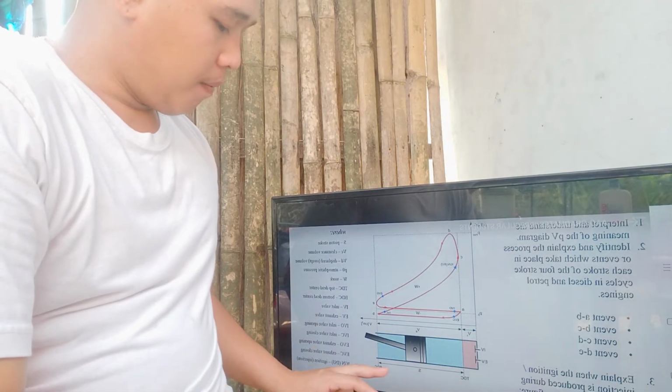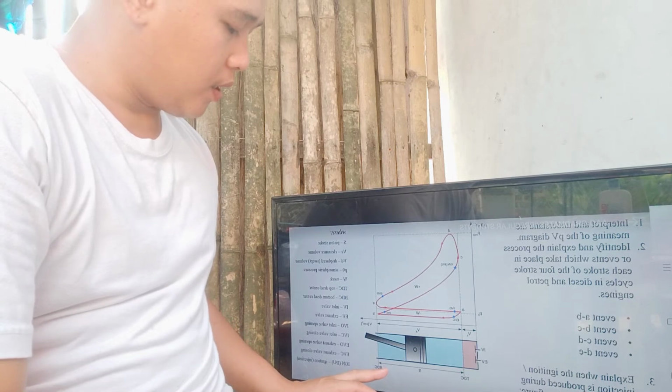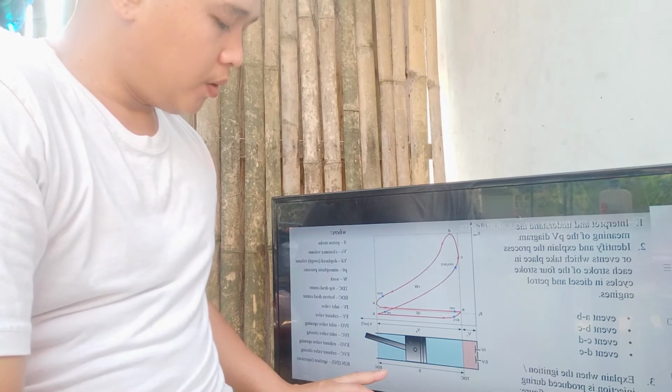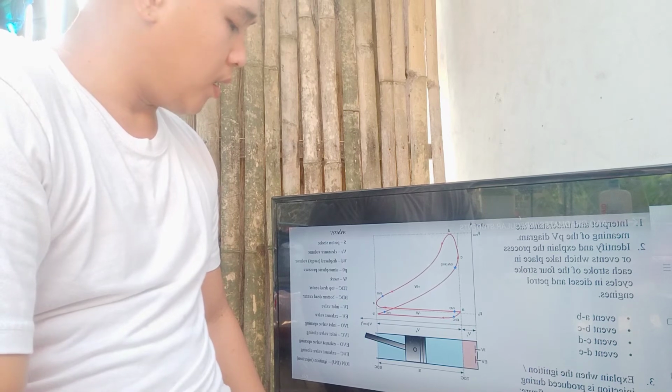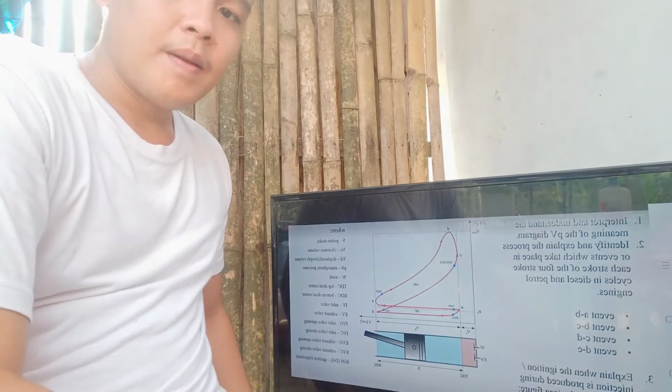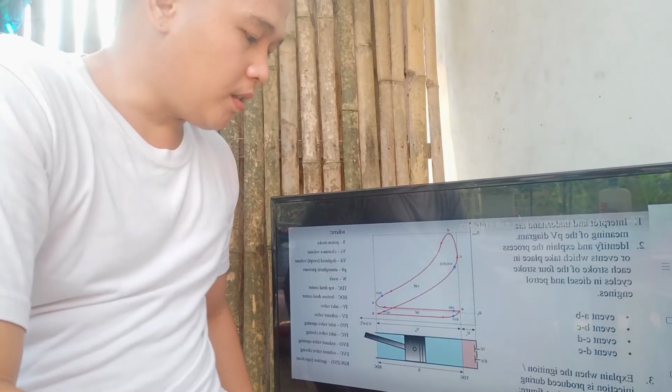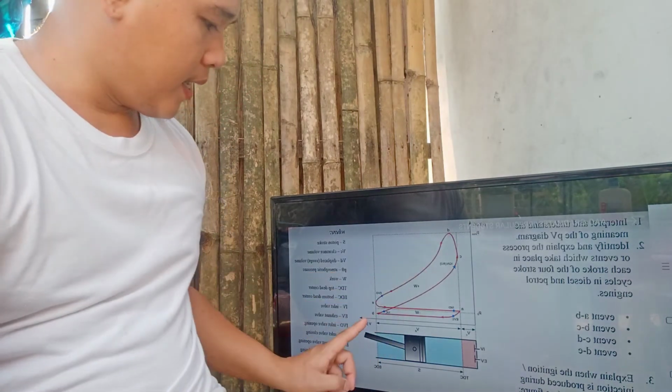towards BDC. The high pressure in the cylinder is pushing the piston, therefore the volume rises and the pressure starts to drop gradually.